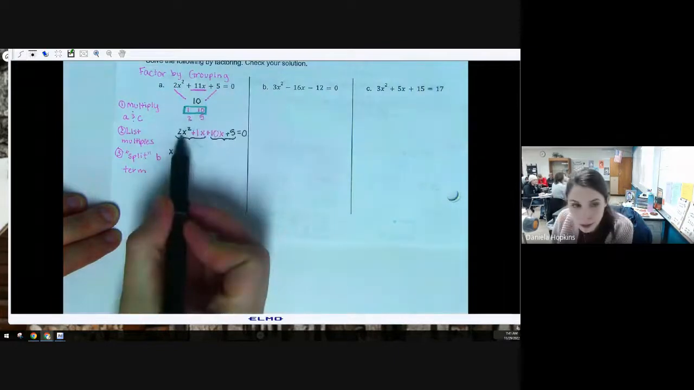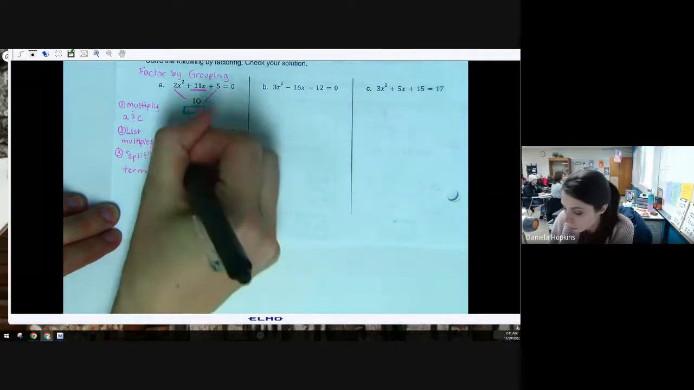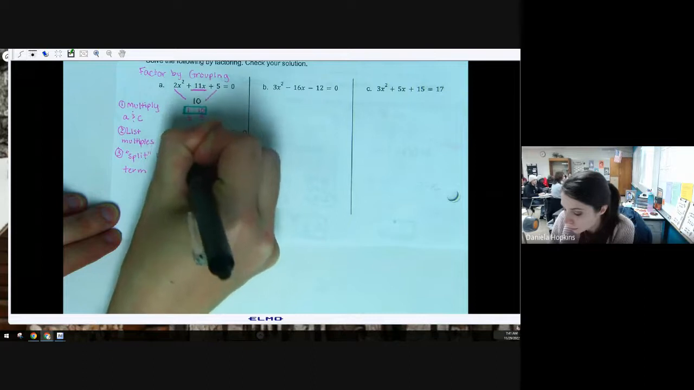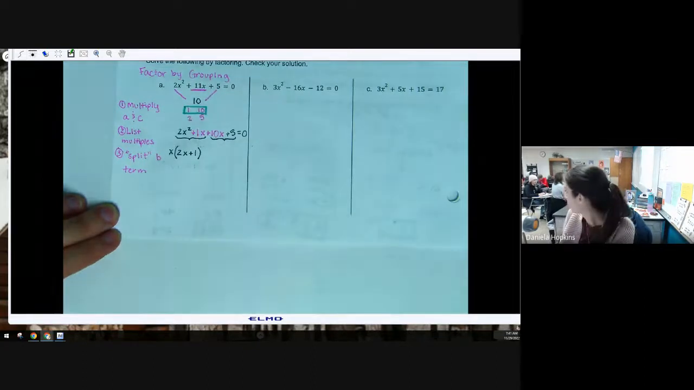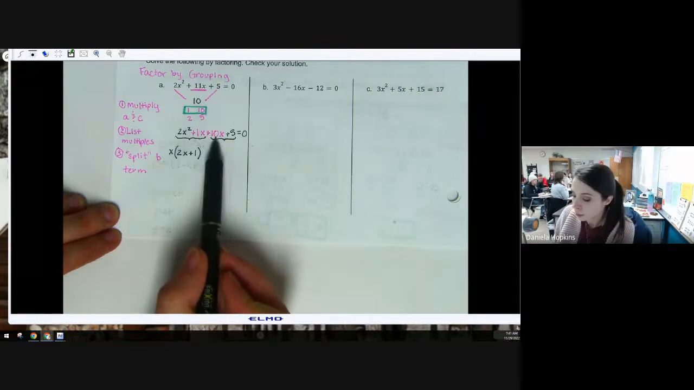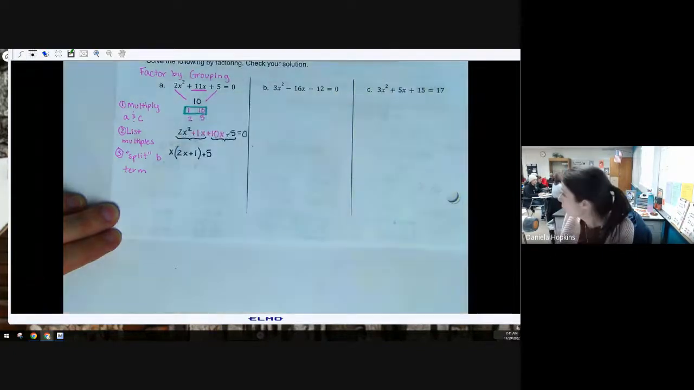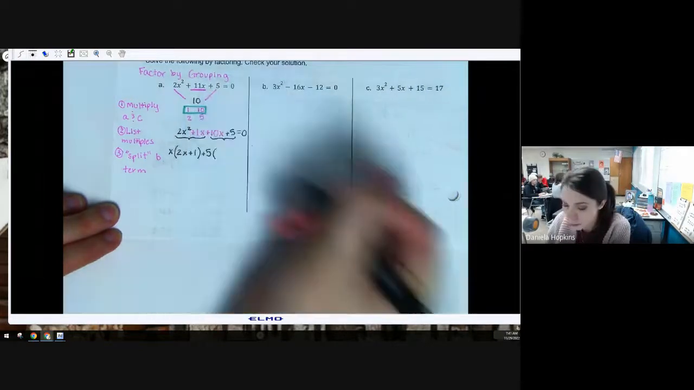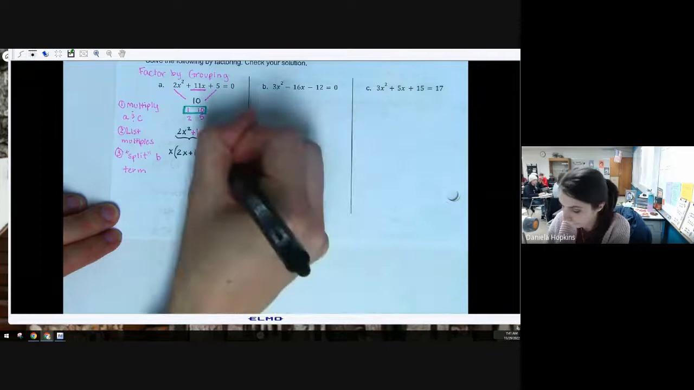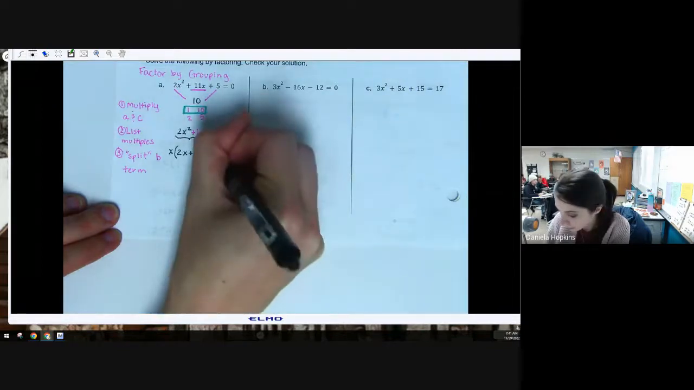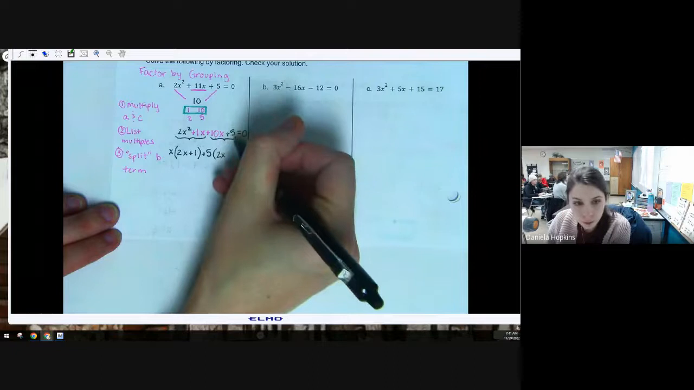And if I pull out an x here, that would leave me with 2x plus 1. You guys all see that? Okay, what's the biggest thing I can pull from 10x plus 5? A 5. So I'm going to put a plus 5 here because it's a positive 5. Don't just put 5, put plus 5. And so 10x divided by 5 would be what? 2x. And what's 5 divided by 5? 1.